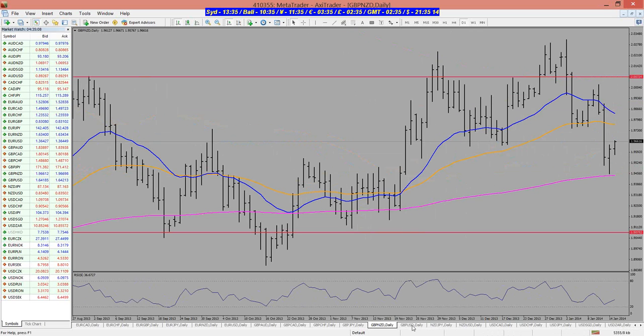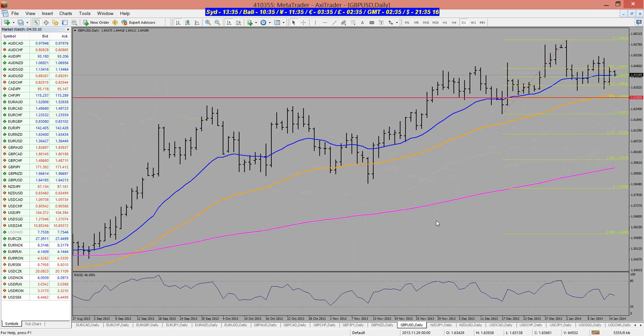Again, it's a Kiwi cross, and none of them look attractive at all. Pound against the US is struggling to do anything. Literally, you've got an inside bar and another inside bar. It's just a mess. And whilst I'm bullish pound, I'd rather leave that alone.